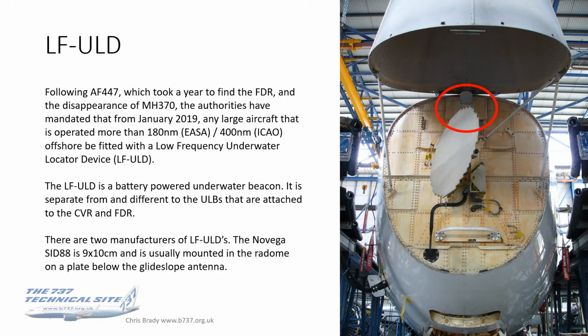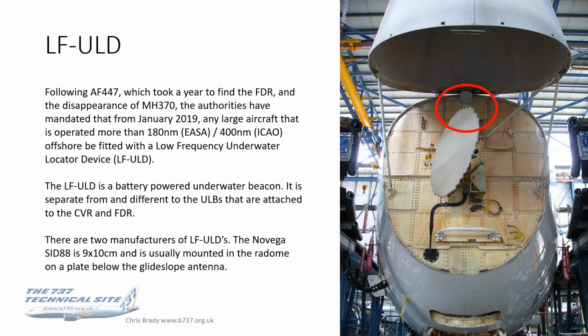There's the Novega one, which is about 9 centimeters by 10 centimeters. I'll show you these, and that's usually mounted in the radome on a plate below the glide slope antenna, which is what the photo is here. Now, hands up, it isn't actually in this photo. I haven't got a photo of it mounted in the radome. But when it is, and it is on quite a lot of aircraft now, because this is one of the 2 preferred places to put these, that is where it will be mounted.